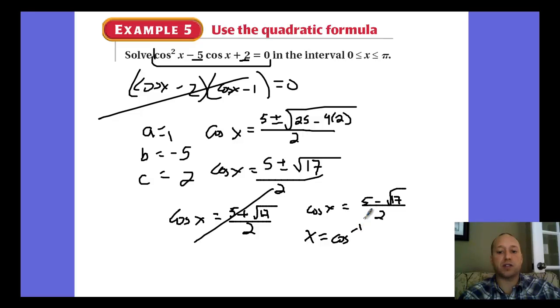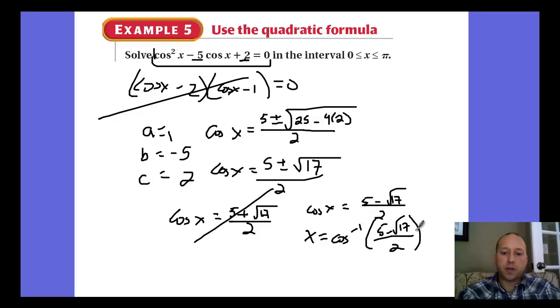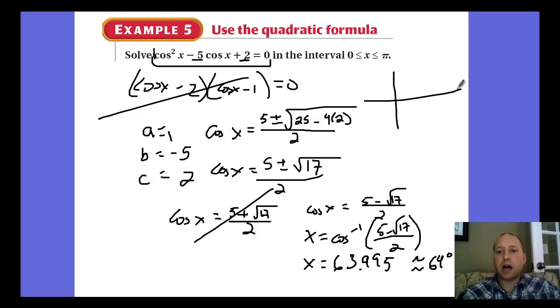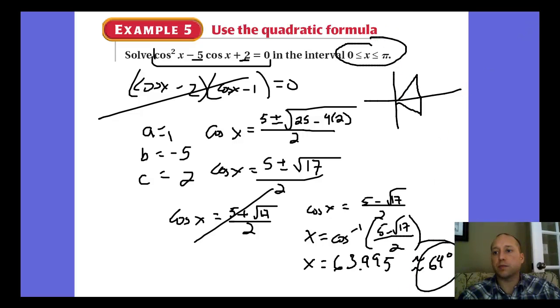the inverse cosine of, and I'm going to plug this into the calculator. So if I punch this in, I find an angle of 63.995. So I'm going to round that to about 64 degrees. So now, is there another spot within one unit circle? Yes, it'd be here and then down here, but the interval is between 0 and pi, so then this is the only answer I'd want.